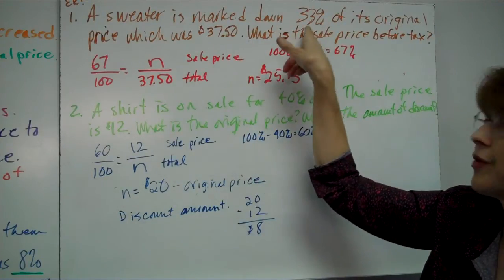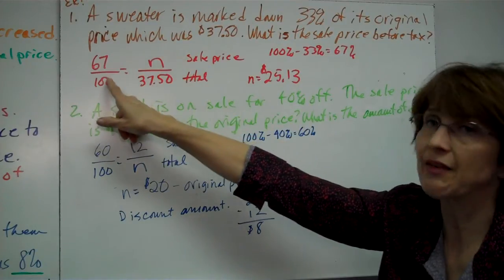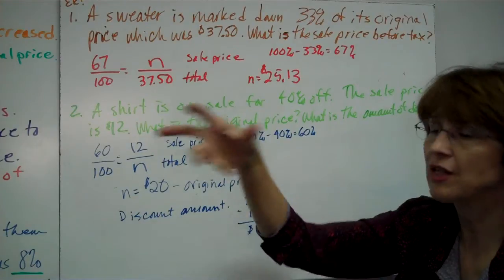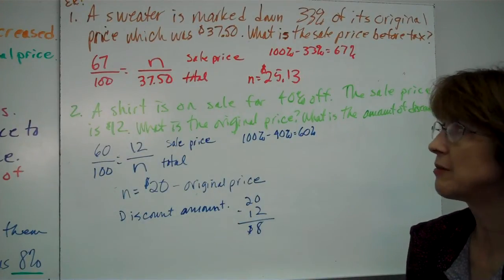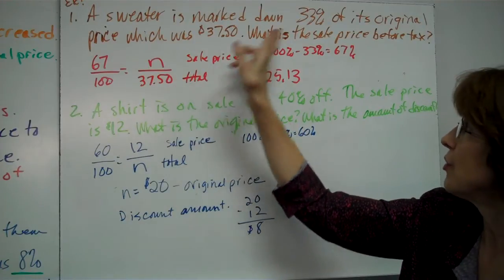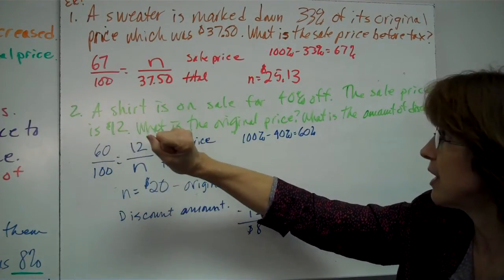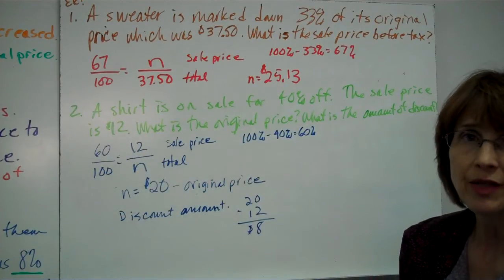Now, if you don't pay 33%, that means you subtract it from 100. That means you paid 67%. And that's what I want. I want my top to be the sale price, what I had to actually pay for that item. You do the cross products and you get $25.13. And it seems to make a bit of sense because 33% is about 1/3. 1/3 of 37 is about $13 or so. You subtract that from 37, you get roughly $25.